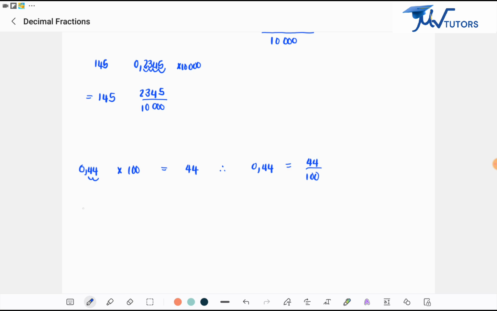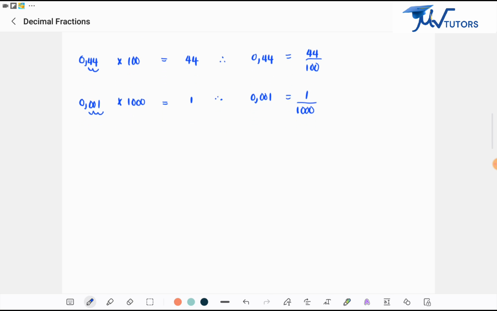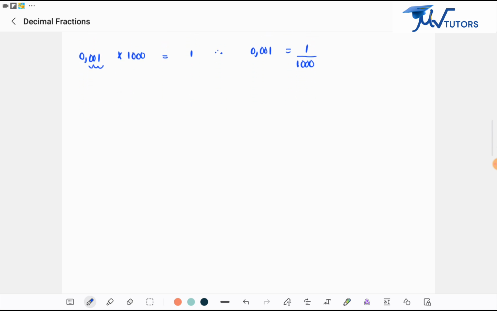If maybe you have 0.001, how many spaces do we need to take it? So it's going to be 1, 2, 3 spaces. So we're going to multiply it by 1 with 3 zeros, which is 1,000. And therefore you're going to have 1, right? Therefore 0.001 can be rewritten as what? 1 over 1,000. Okay, so that's how you can convert decimal fractions to common fractions.